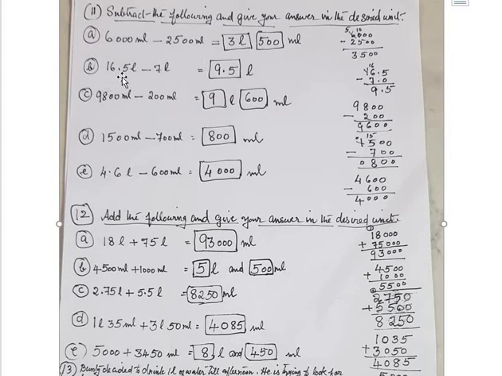Next one, 16.5 liter minus 7 liter. Here for 7 liter there is no milliliter given, so 0 we will write. 16.5 minus 7.0. So 5 minus 0 equal to 5. Here borrow 1, make it 16 minus 7 equal to 9. So the answer we get, here it is asking in liter only, so 9.5 liter. Third number, 9800 milliliter minus 200 milliliter.